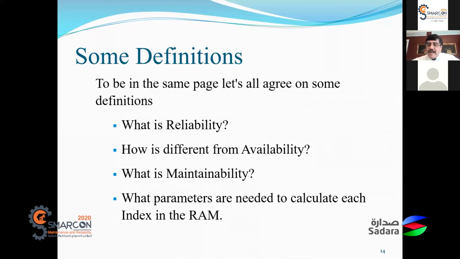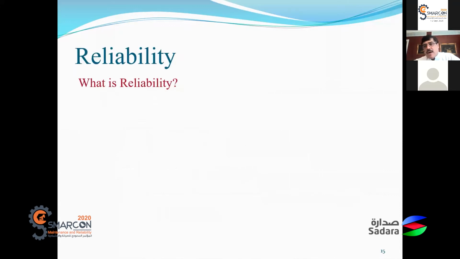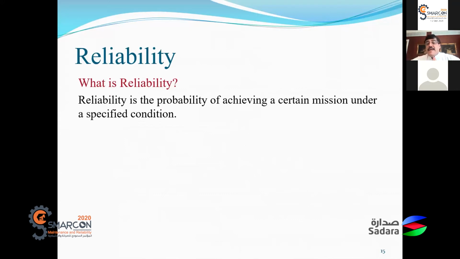So I'll start with the meaning of reliability. What is reliability? Normally when I ask this question, I get so many different answers, but reliability is the probability of achieving a certain mission under a specified condition. And what does this mean?